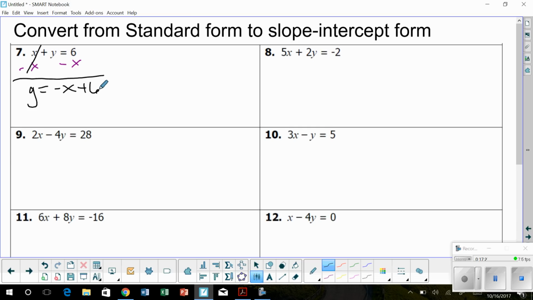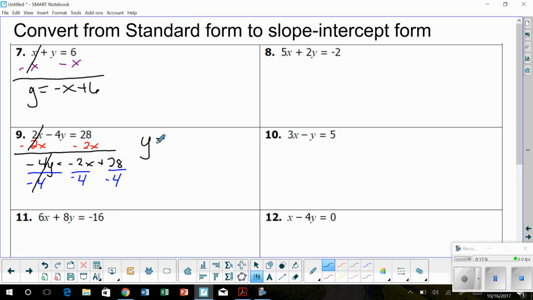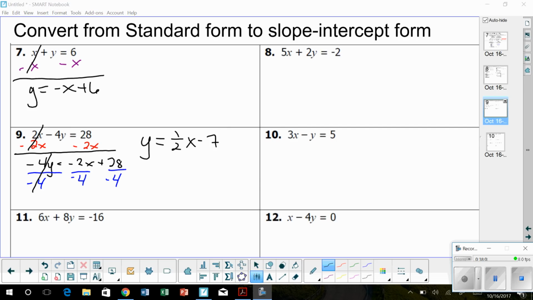Let's look at 9. Subtract the 2x. -4y equals -2x plus 28. Divide by -4. So y is going to equal 1/2 x minus 7. Okay, let's go to the next page.